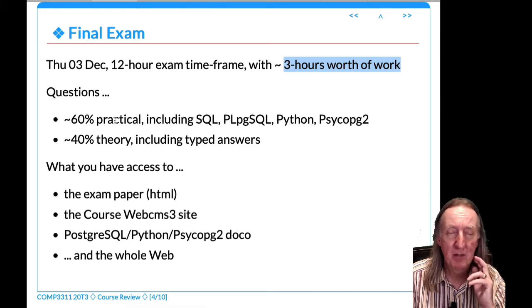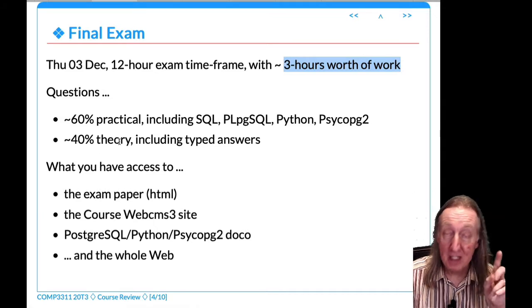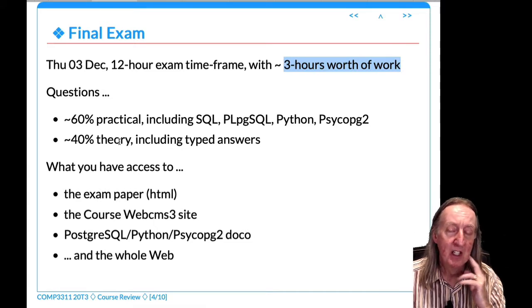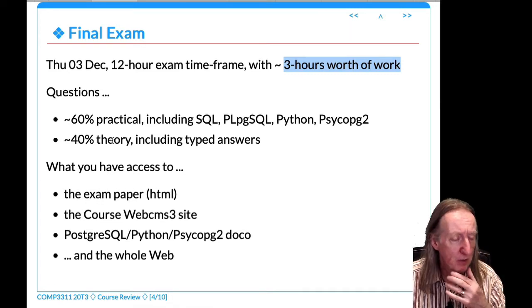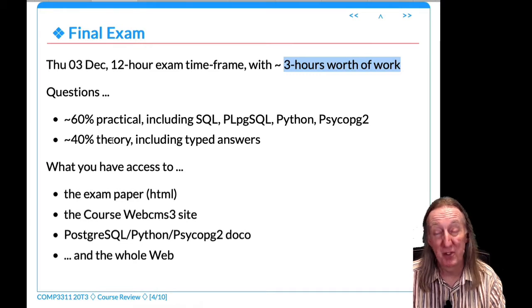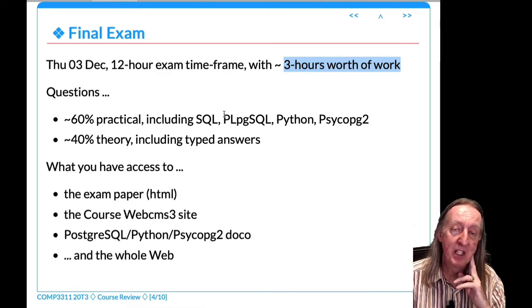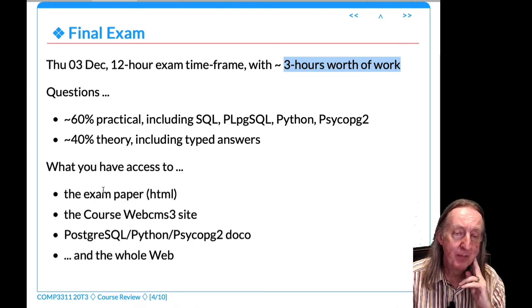60% of the exam is prac work, including all of those technologies. 40% is theory, and basically what that means is typing some answers. So if you've looked at the sample exam, you'll see that part of the theory is writing triggers. Triggers are a hard thing to do in an exam because you have to modify a database, and we don't want to fiddle with the database that we're using for the rest of the prac questions. And we don't want to have you building 2 databases in the exam.